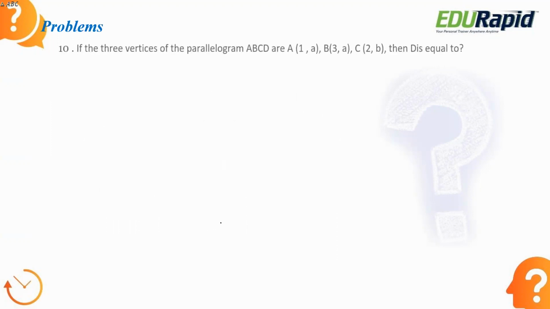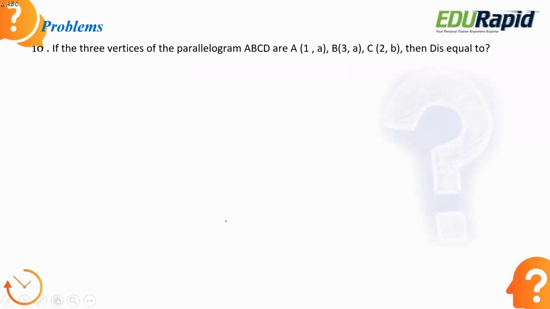Next, the last one. If the three vertices of a parallelogram A, B, C, D are ABC are given, you have to find what is D equal to. ABC is given to you. You have to find what is D equal to. How can we solve this? Let us consider the coordinates of D to be x comma y. Okay, coordinates of D to be x comma y.